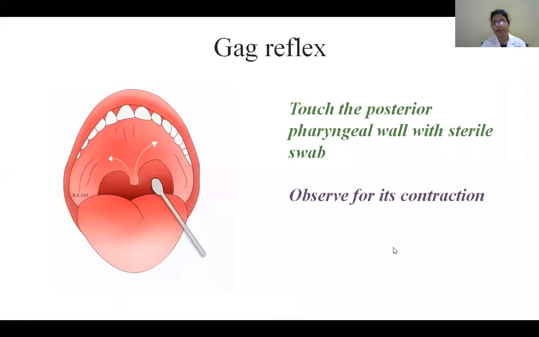You have to explain to the patient to get his full cooperation whenever you want to assess gag reflex, or sometimes it can happen that unintentionally he may close his mouth. So we have to tell him and assure him that we are not going to harm him and we are just going to touch his posterior pharyngeal wall with the swab.